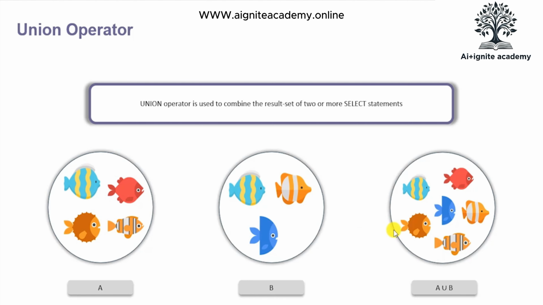And if there is a record which is present in both the tables, we'll get only one of them in the final result. That is, there would be no duplicates in the final result. So here we see that this blue fish is present in both the tables A and B. But in the final result of A union B, we'll get only one of the value.